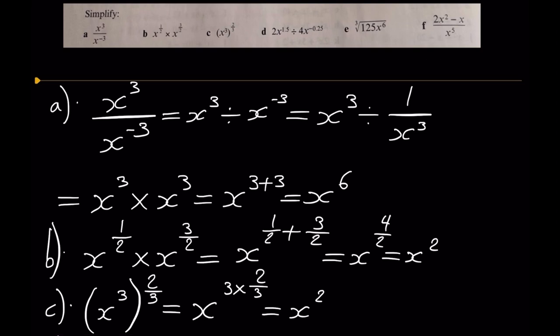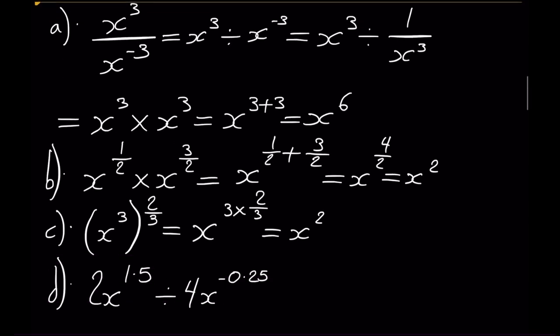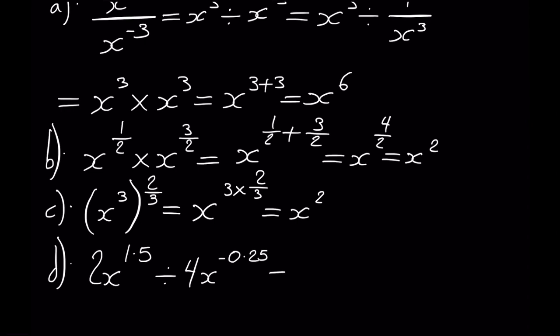Okay, for part D, we've got 2x raised to the power 1.5 divided by 4x raised to the power minus 2.5. I think the best way to tackle this question would be to rewrite it first as 2x raised to the power 3 over 2, and then divided by 4x raised to the power 1/4.